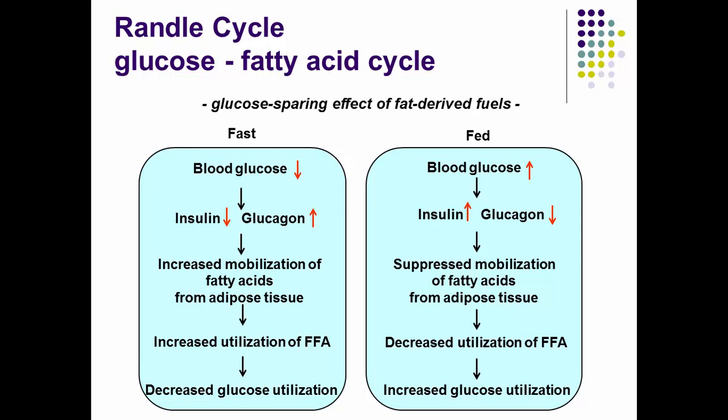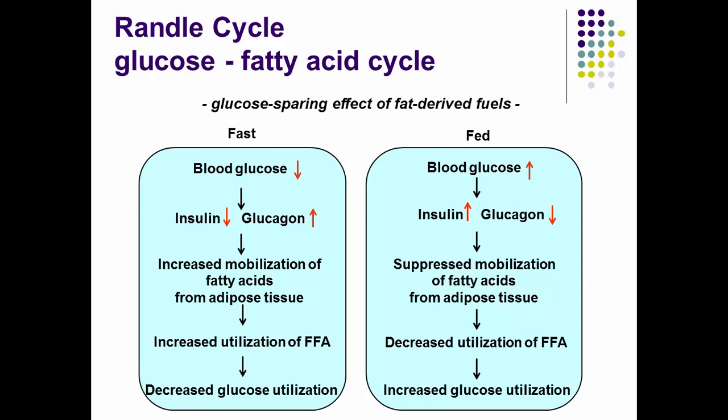We have a lot of glucose available from the diet. So blood glucose levels increase after a meal, which will stimulate insulin release and suppress glucagon secretion, right? So the insulin to glucagon ratio is increased in the fed condition. Remember what insulin does is inhibit lipolysis, right? So when insulin levels increase, the mobilization of fatty acids, or the lipolysis process, will be inhibited.